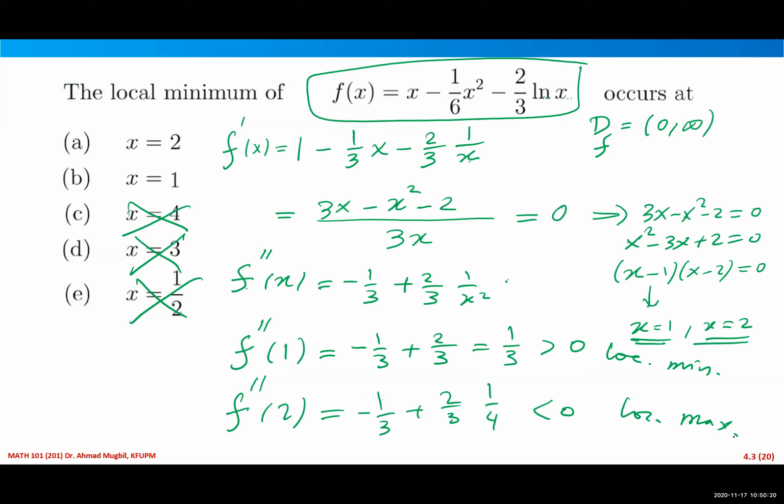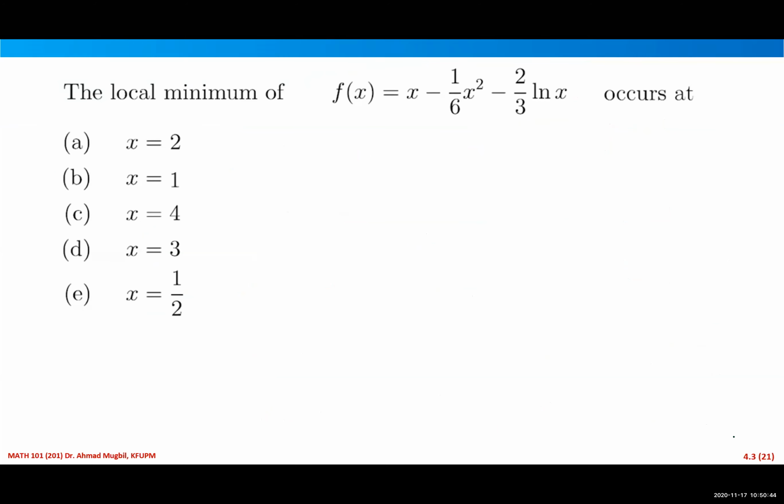Okay, guys, this is all we have for today. So what's the answer? Just let me dismiss this alarm. The answer is 1. Yes, he's asking about the local minimum. The answer is 1.